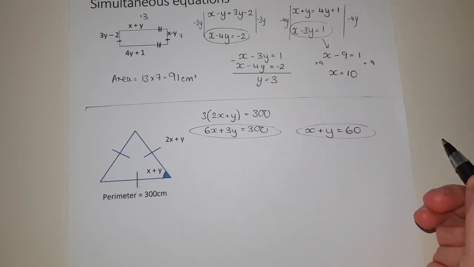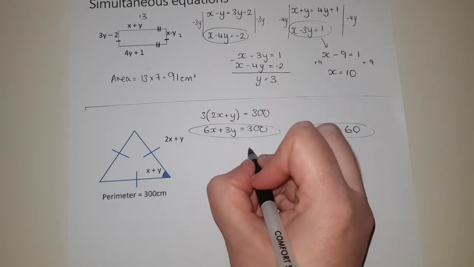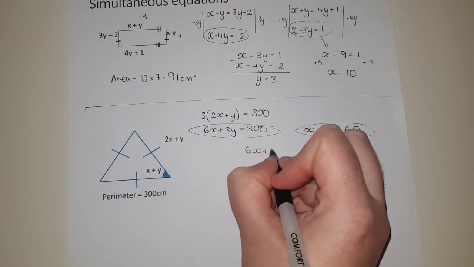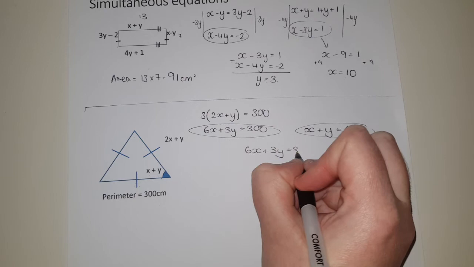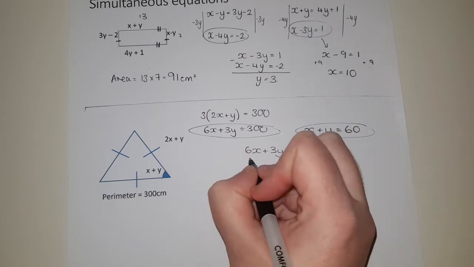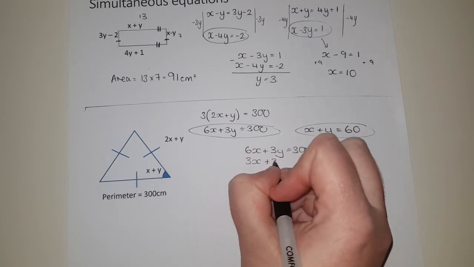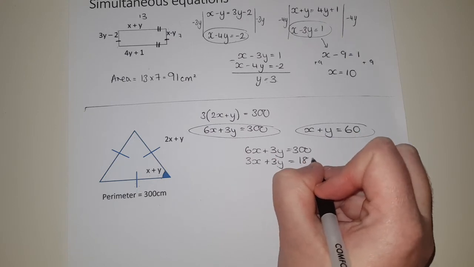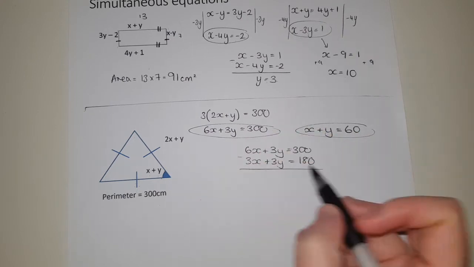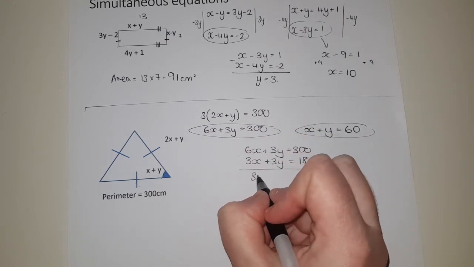First thing I need to do is make one of them the same. So I'm going to times this one by 3. So I've got 6x plus 3y equals 300. And this one, if I times by 3, I get 3x add 3y equals 180. Then I can just subtract them. 6x take away 3x leaves me 3x.